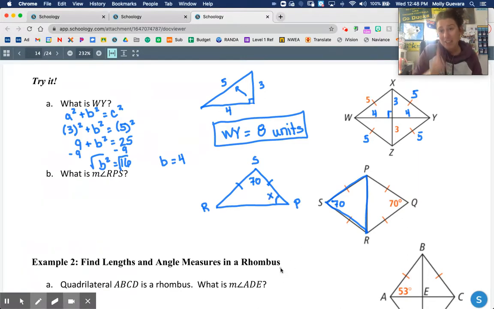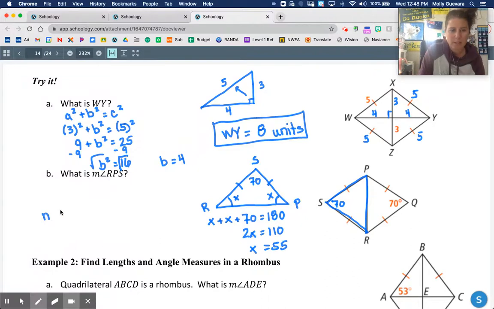But in an isosceles triangle, something very special happens. The 2 base angles are the same. So if angle P is X, then angle R is also X. So now I can set up the equation, right? X plus X plus 70 equals 180, because the 3 angles of a triangle add to 180. X plus X is 2X. If I subtract 70, I get 110. So I get X is equal to 55. So the measure of angle RPS is 55 degrees.